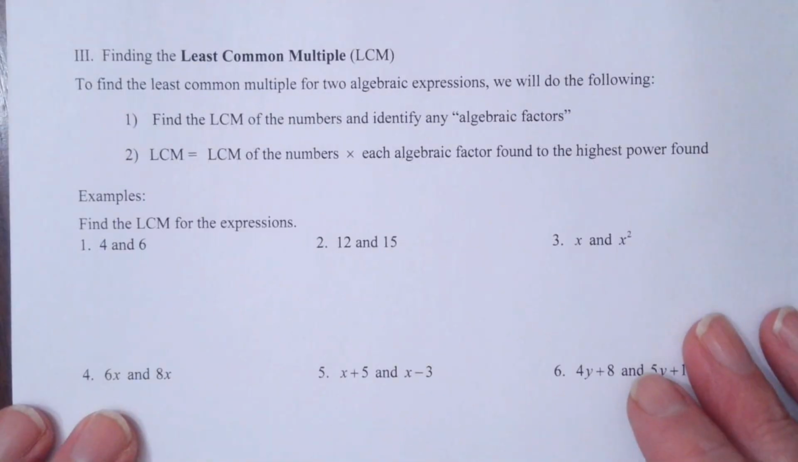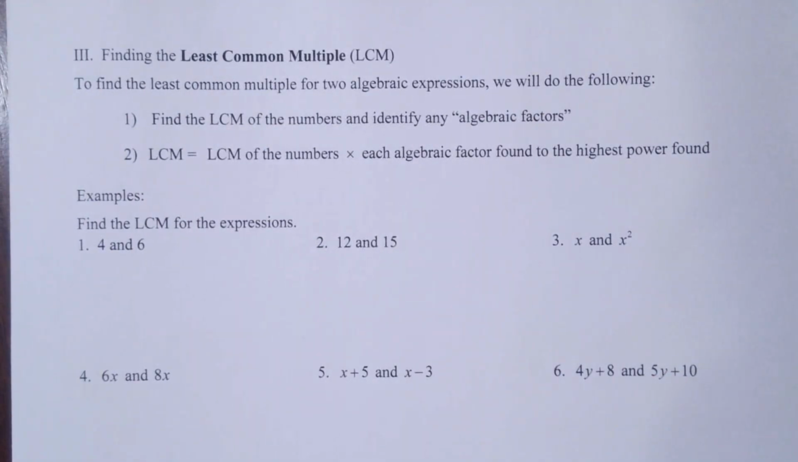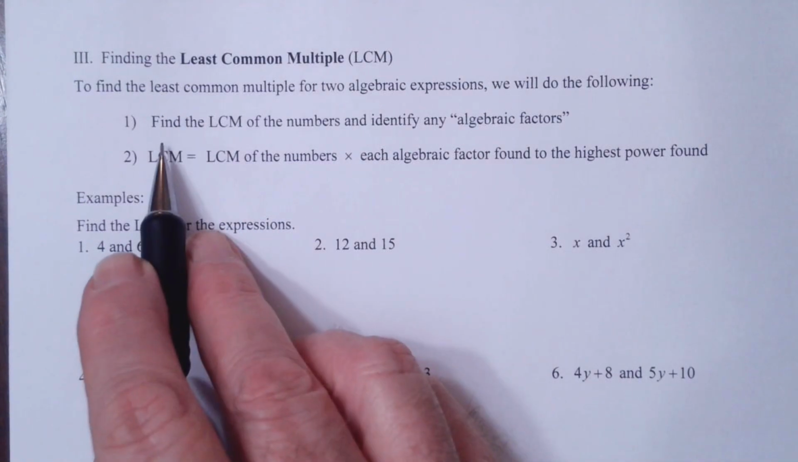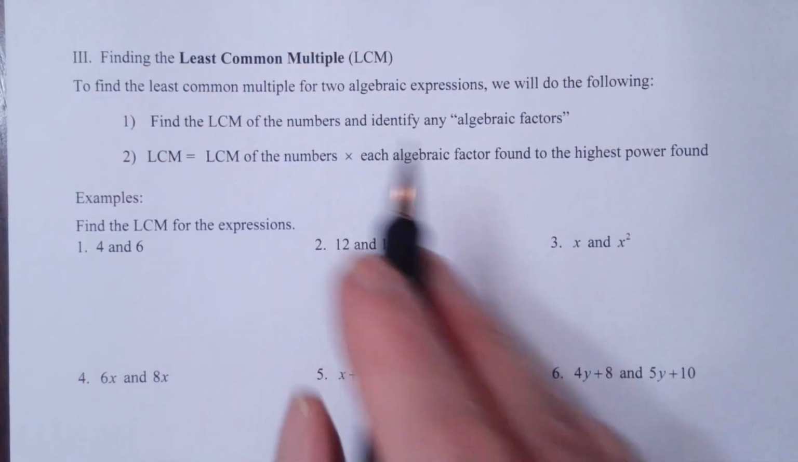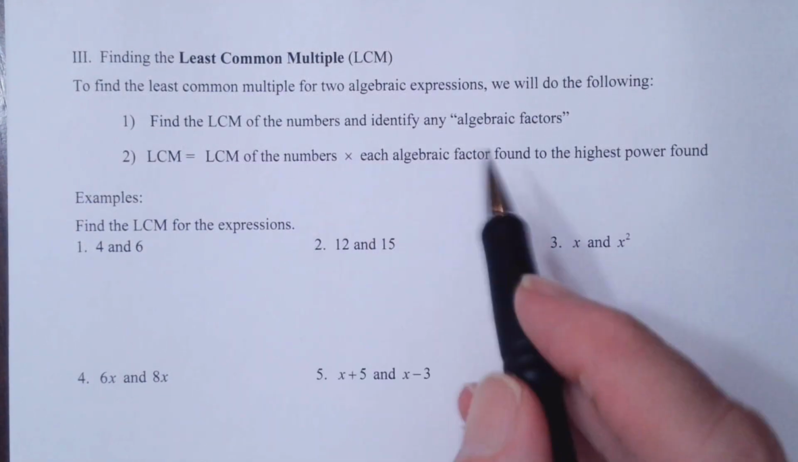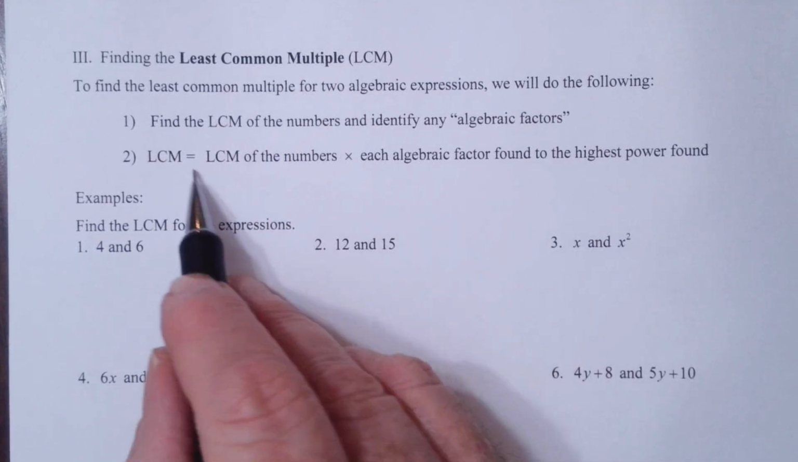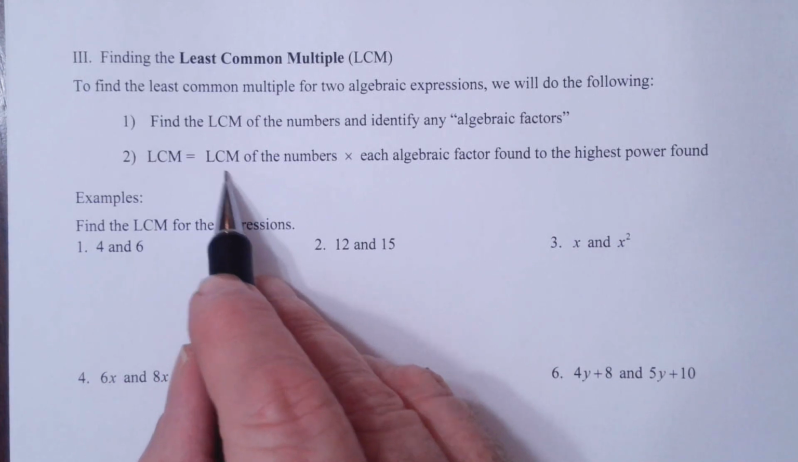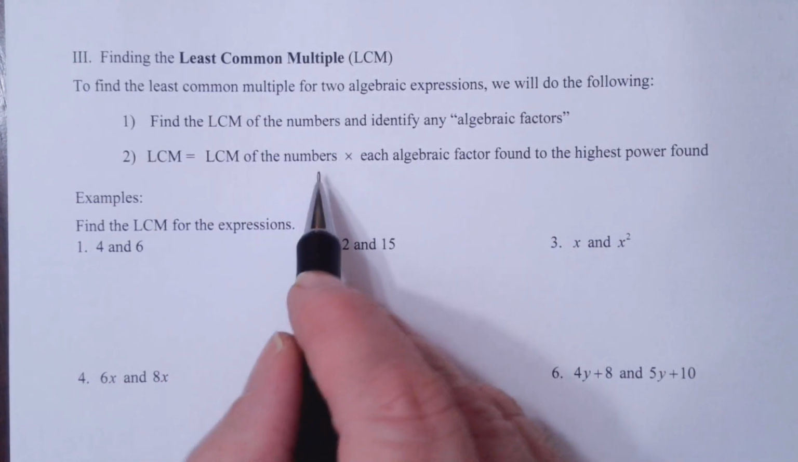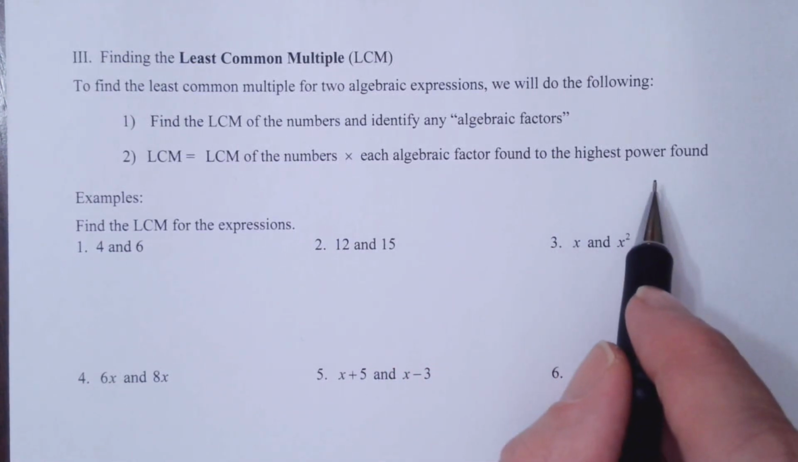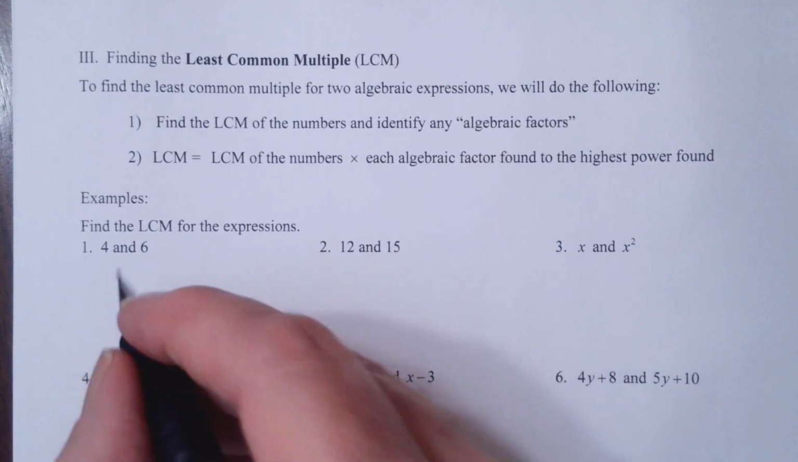And let's talk about least common multiples. It says to find the least common multiple for 2 algebraic expressions, we'll do the following. So find the LCM of the numbers and identify any algebraic factors. So we'll talk about what I mean by that. And then we'll find the LCM. It's going to be the LCM of the numbers times each algebraic factor found to the highest power found. So let's see how this works.